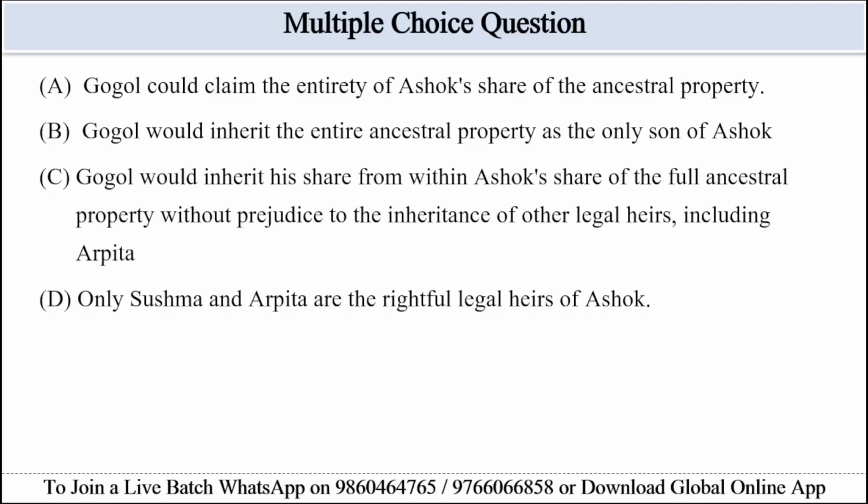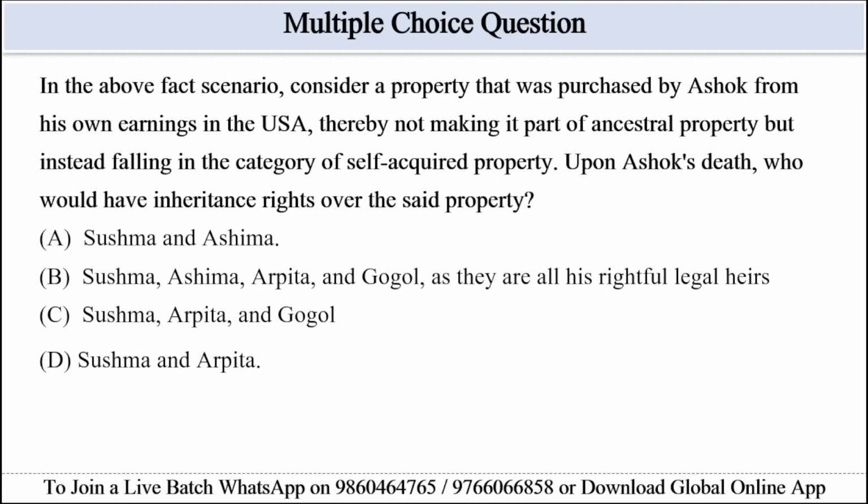The ruling confirms Gongol also has a right despite void marriage. So as per the passage, option C is the only correct option here. Let's move to the next question.